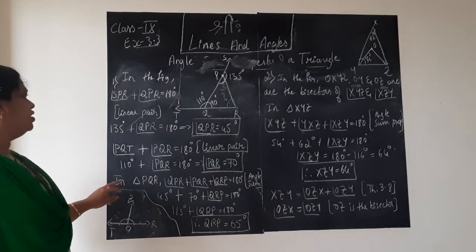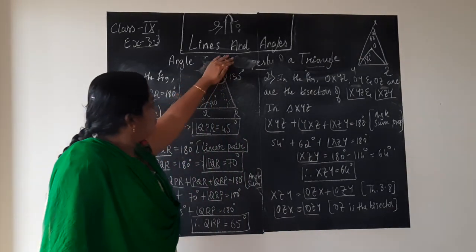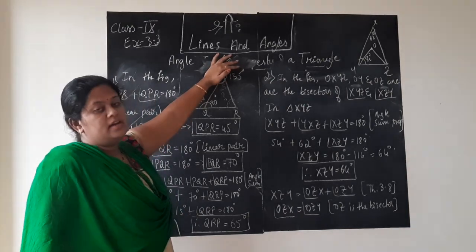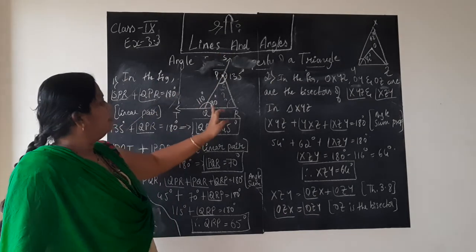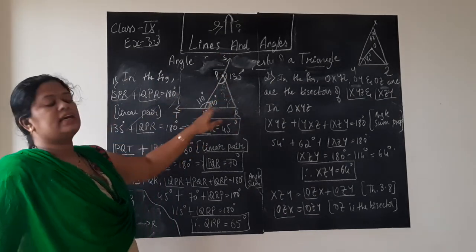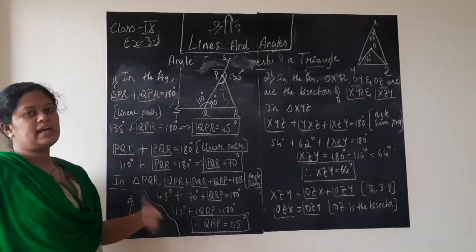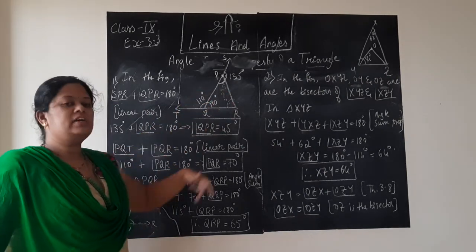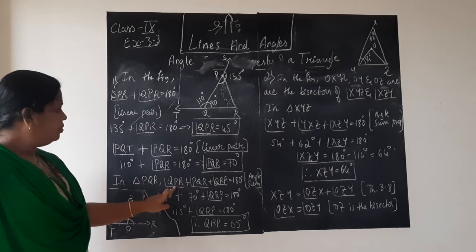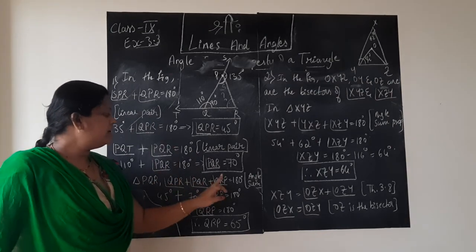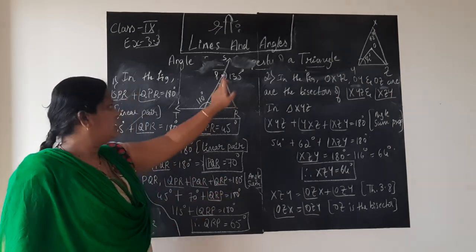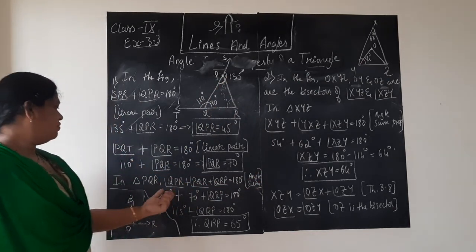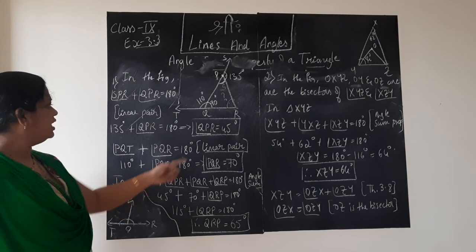Now next, we are considering the first base triangle, that is triangle PQR. We know angle P plus angle Q plus angle R, that is the sum of all three angles of a triangle, is 180 degrees by angle sum property. So for the triangle PQR, we are applying that. Angle QPR plus angle PQR plus angle QRP is 180 degrees. Reason: angle sum property.